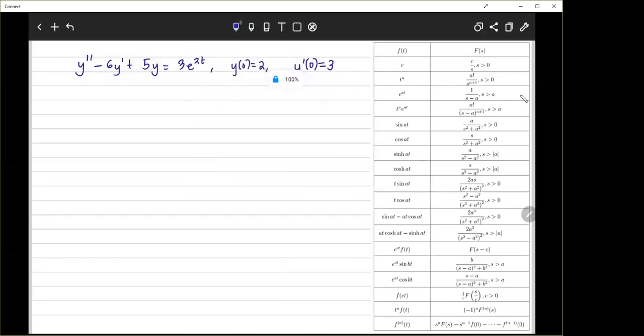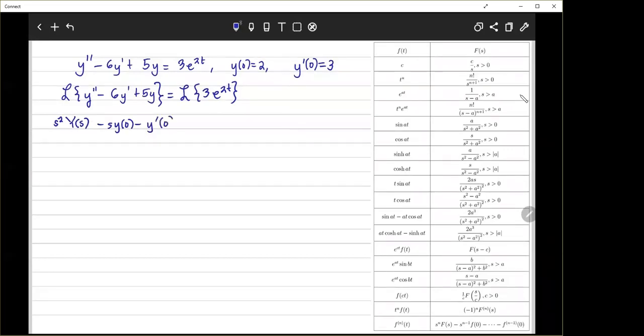So let's apply the Laplace transform. So Laplace transform ng y double prime minus 6y prime plus 5y equals Laplace transform ng 3 e raised to 2t. Okay. So at this point, dapat familiar na tayo sa Laplace ng second derivative. It's s squared y of s minus s y of 0 minus y prime of 0.